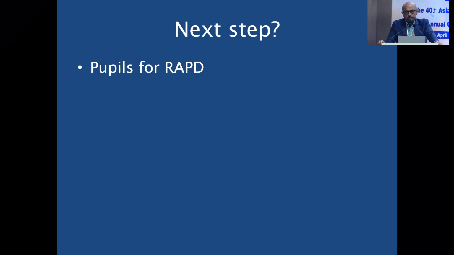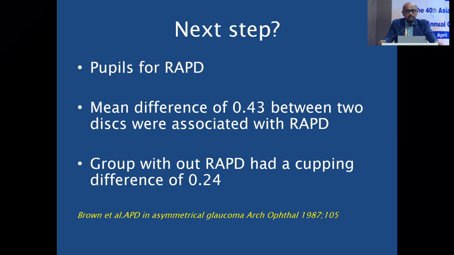Pupil for RAPD would be a very objective test which will confirm if it's a non-glaucomatous or a neurological optic neuropathy. So the question is, of course, can glaucoma also have RAPD? For glaucoma to have an RAPD, there has to be a difference of more than 0.43 in the cupping. That means the neuronal loss in both the eyes is so asymmetrical that the RAPD can be because of glaucoma.